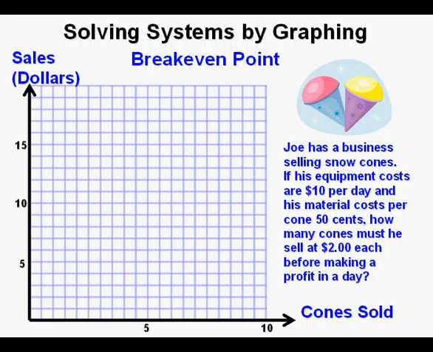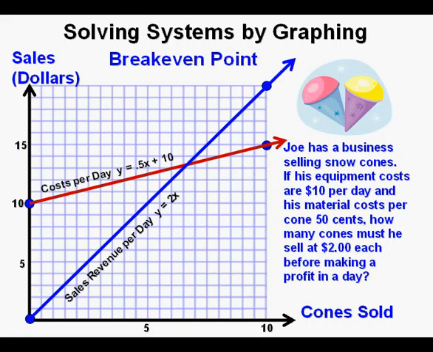Joe has a business selling snow cones. If his equipment costs are $10 per day and his material costs per cone are 50 cents, how many cones must he sell at $2 each before making a profit in a day? The red line represents Joe's cost per day as a function of sales, and the blue line represents revenue from sales. And this point where the two lines intersect gives the answer to the problem.